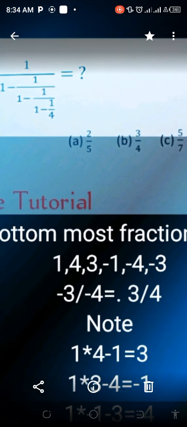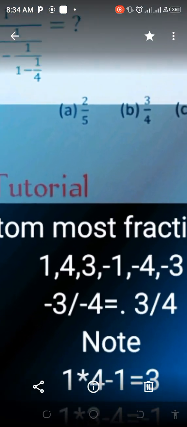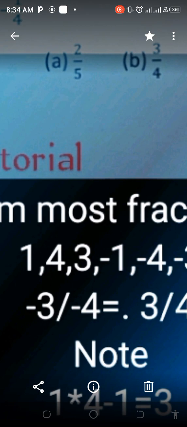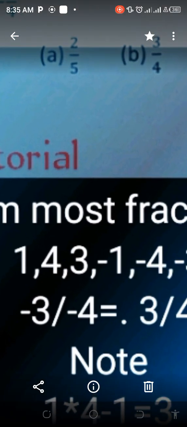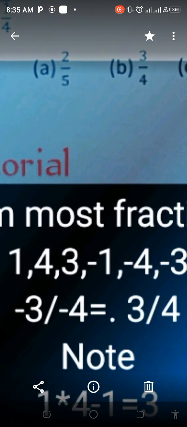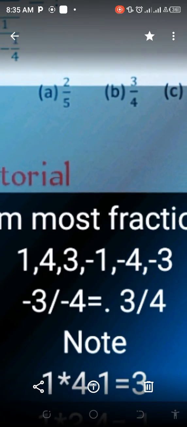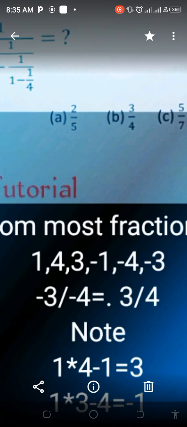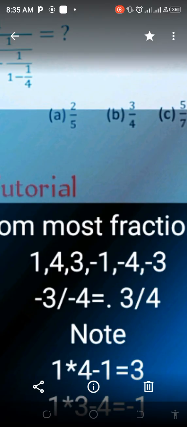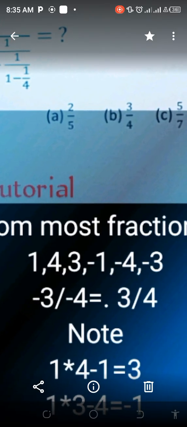So the first one here is the first ladder. The value is 4 minus 1. 4 minus 1 is 3. The second value is 3 minus 4. 3 minus 4 is minus 1. The third value is minus 1 minus 3. Minus 1 minus 3 is the same thing as minus 4. So minus 4 is the third ladder.